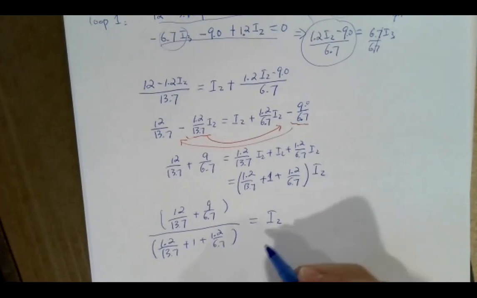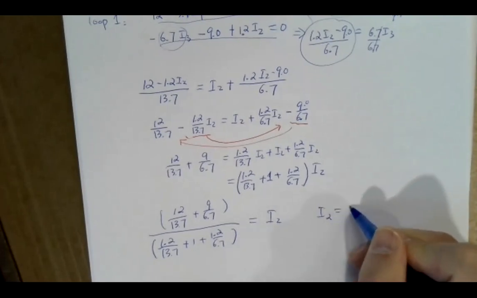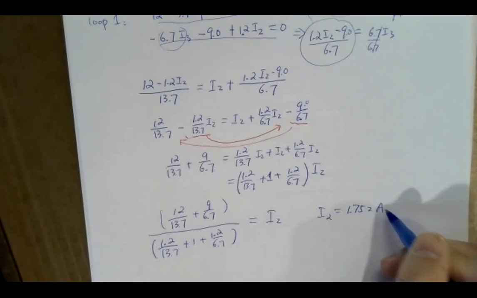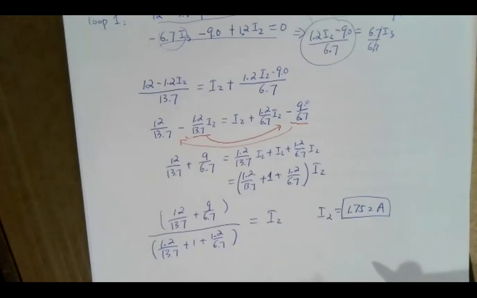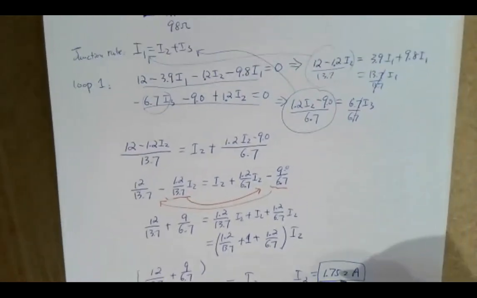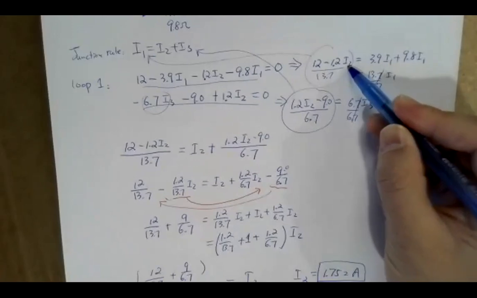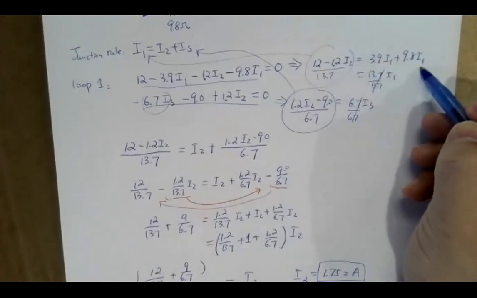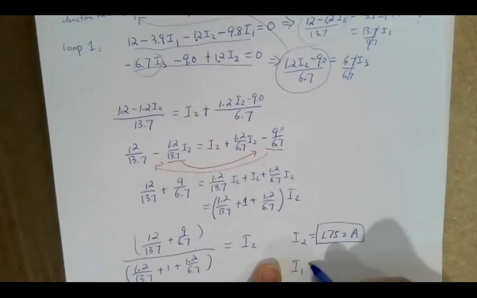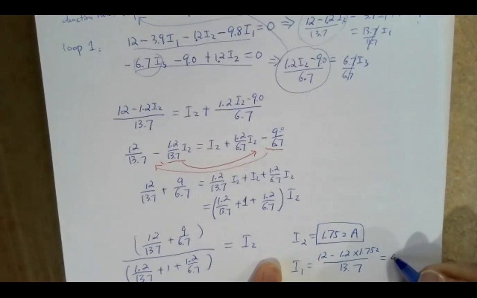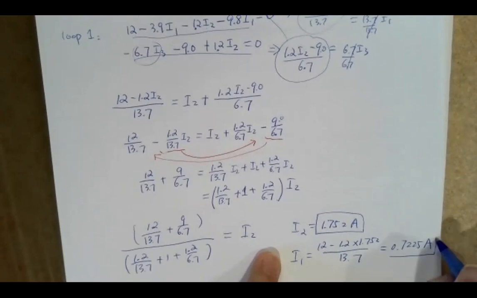So it's going to give you your I2 as 1.752 amps. Okay. Once you have that, take your I2 there, you can solve for your I1. So I1 is equal to (12 minus 1.2 times 1.752) over 13.7. That would be 0.7225 amps for your I1.